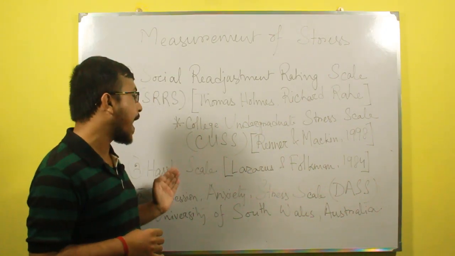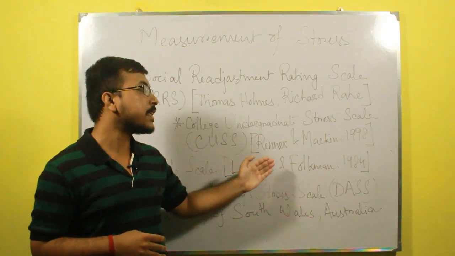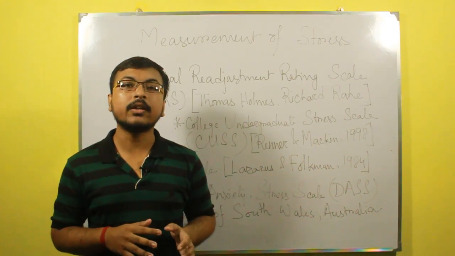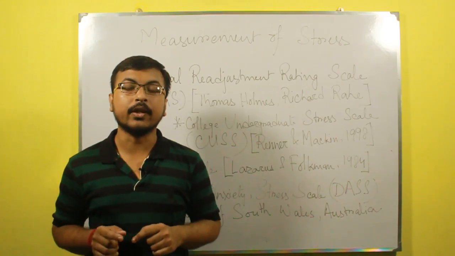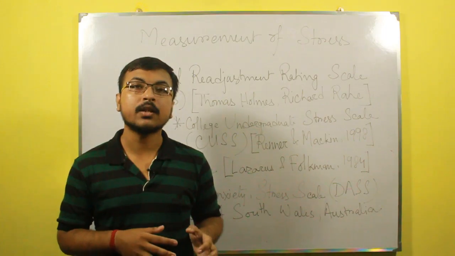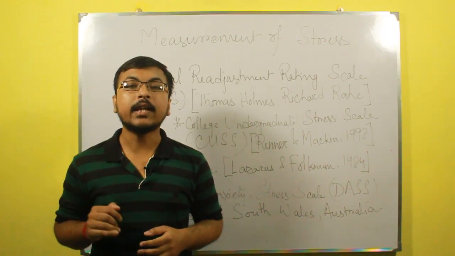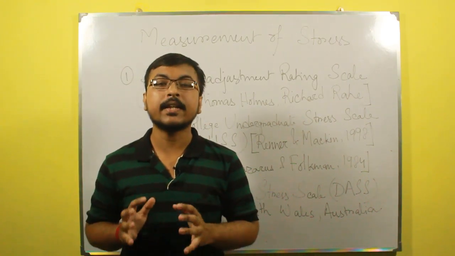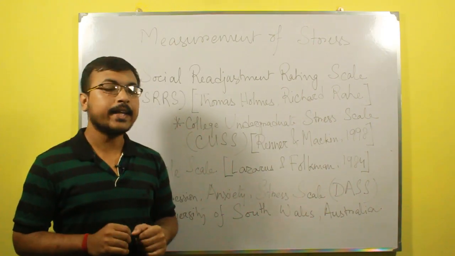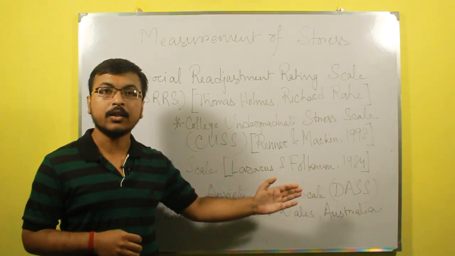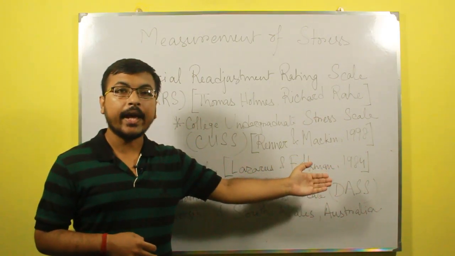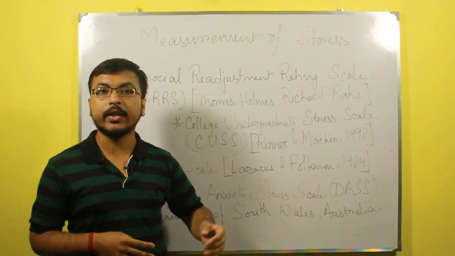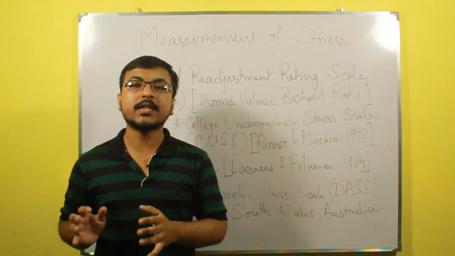The next scale is the Hassles Scale by Lazarus and Folkman, 1984. In this scale, items are rated between 0 to 3, where 0 means no stress and 3 means a high level of stress. The person rates the items by how much stress they cause. The next scale is the Depression Anxiety Stress Scale, known as DASS, published by the University of New South Wales, Australia. This scale helps measure stress.